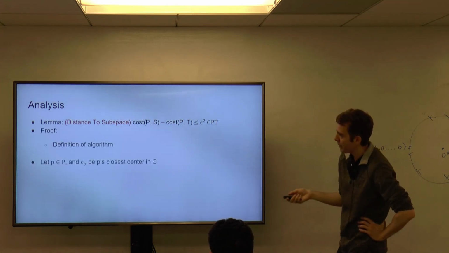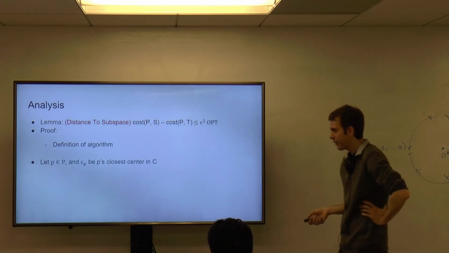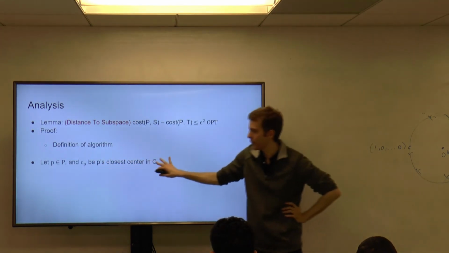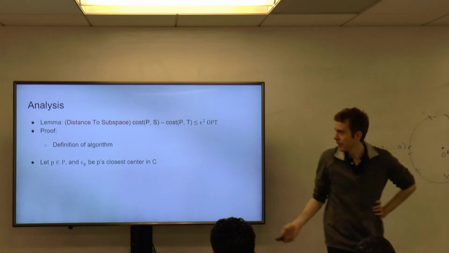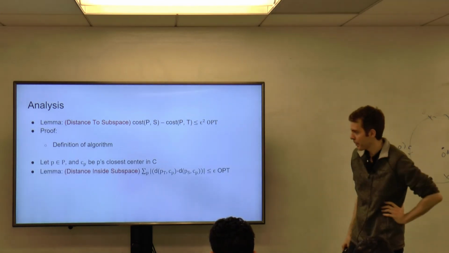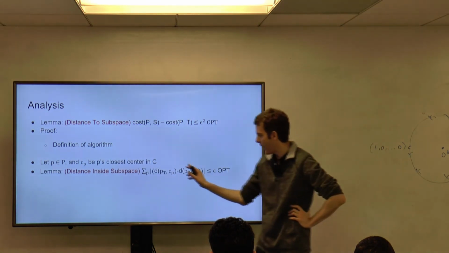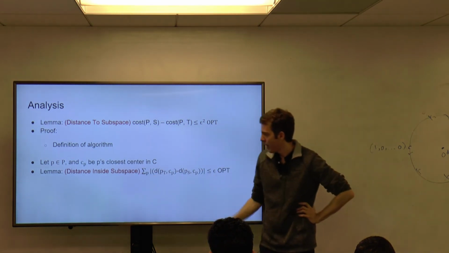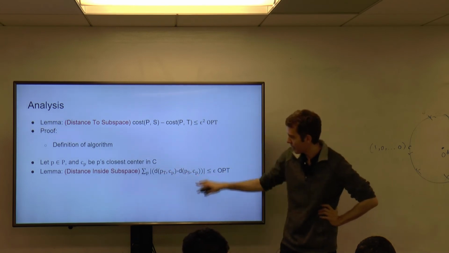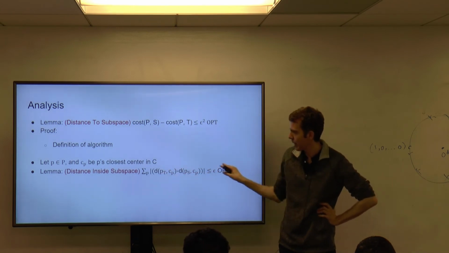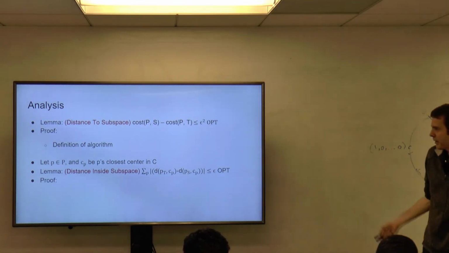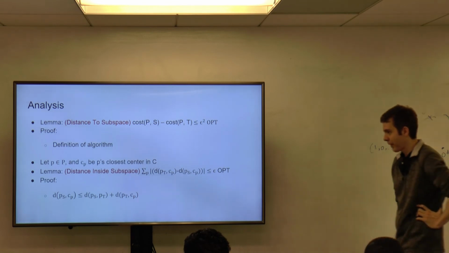Okay. And the final ingredient we need is the following. Let P be a point and CP be P's closest center in C. Then I'll call this the distance inside subspace lemma, which says that if I sum over all points of the distance from the projected point onto T to the center minus the distance of the projected point onto S to the center, I get at most epsilon opt. And this proof is just the triangle inequality.